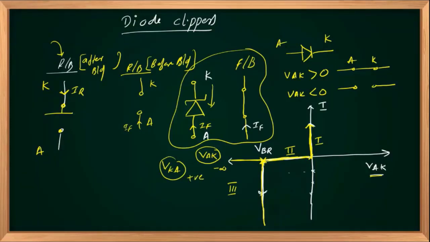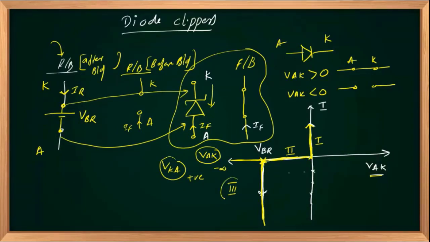So you can replace it with an ideal voltage source. Its value is equal to the same voltage, VBR, the breakdown voltage. Once it breaks down, the voltage across the diode is constant VBR with cathode positive, anode negative, right? You should remember that cathode is positive, anode is negative.